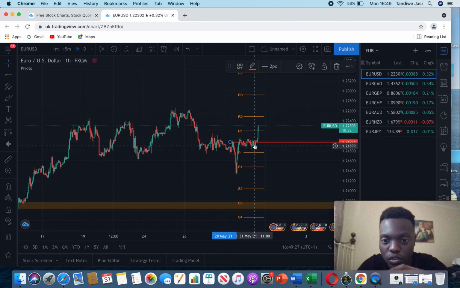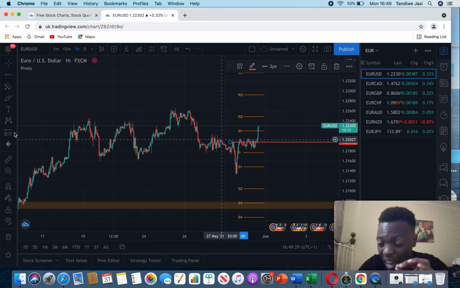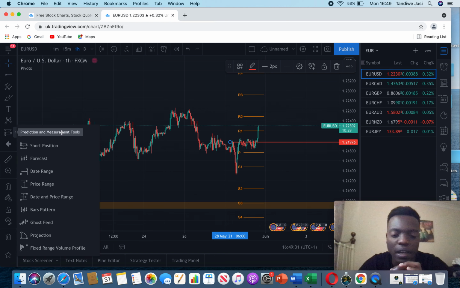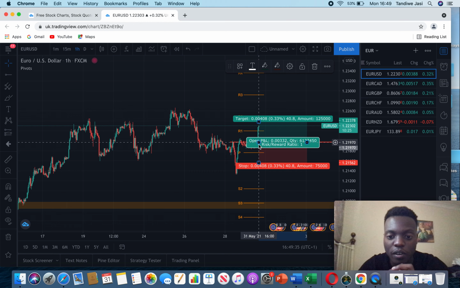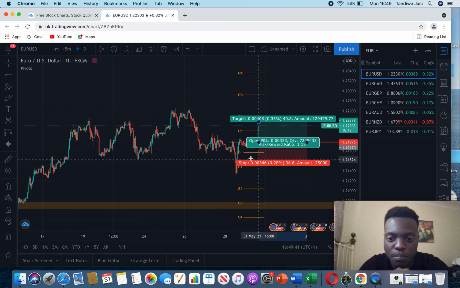So you can enter your trade for buyers. This is the current market that's happening at the moment, and this is a very good example because it's very, very current. My stop loss would actually be here, below this pivot point.